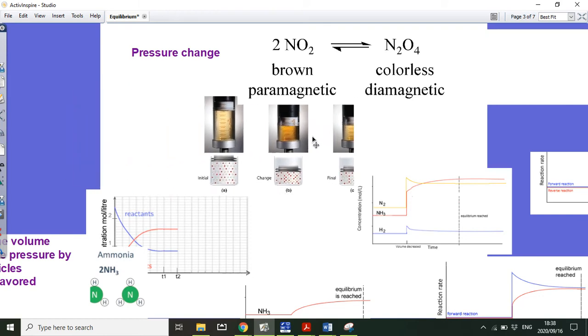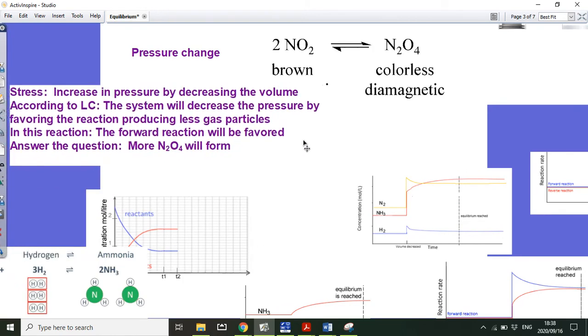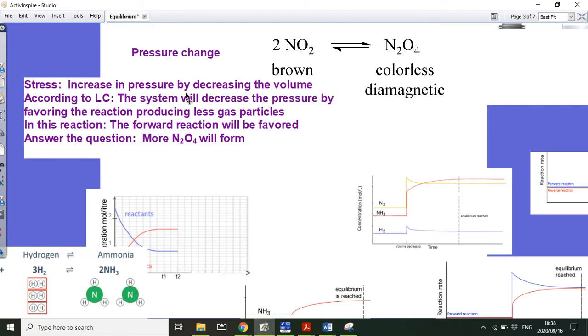Now again, the steps to answer this. So there we go. If it's an increase in pressure, the increase in pressure was caused by decreasing the volume. No reaction needed yet. According to Le Chatelier, the system will decrease the pressure by favoring the reaction producing fewer particles, like we just said. That means the forward reaction will be favored, and then you answer the question. You can say more N2O4 will form, or if they ask for the color change, it goes from brown to colorless or less brown. You just answer the question.